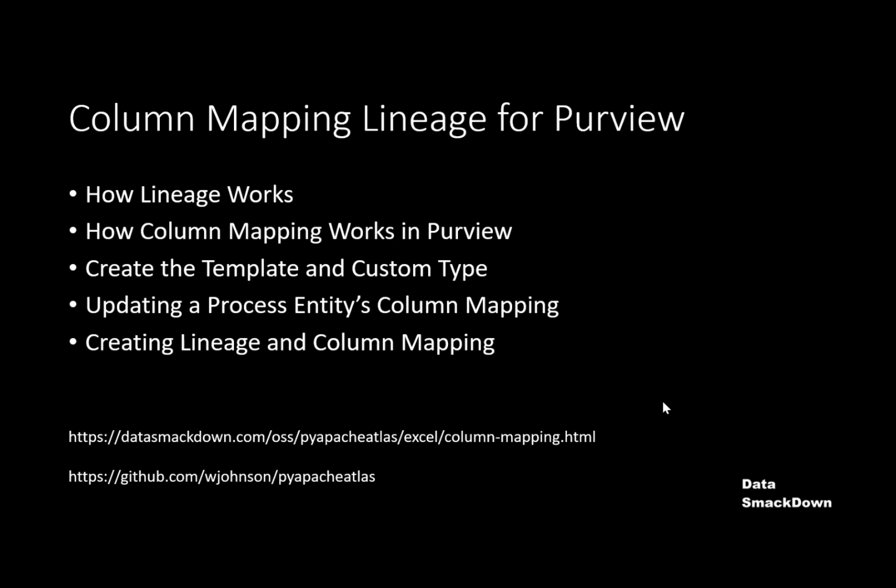In this video, we're going to cover how Lineage works very briefly. We're going to cover how column mapping works in Purview. We're going to create an Excel template as well as a custom type that takes advantage of the column mapping feature. Then we're going to see a little bit of code that allows you to update an existing process entity, assuming it already has the column mapping attribute. Or we're going to create lineage and column mapping at the same time through Excel.